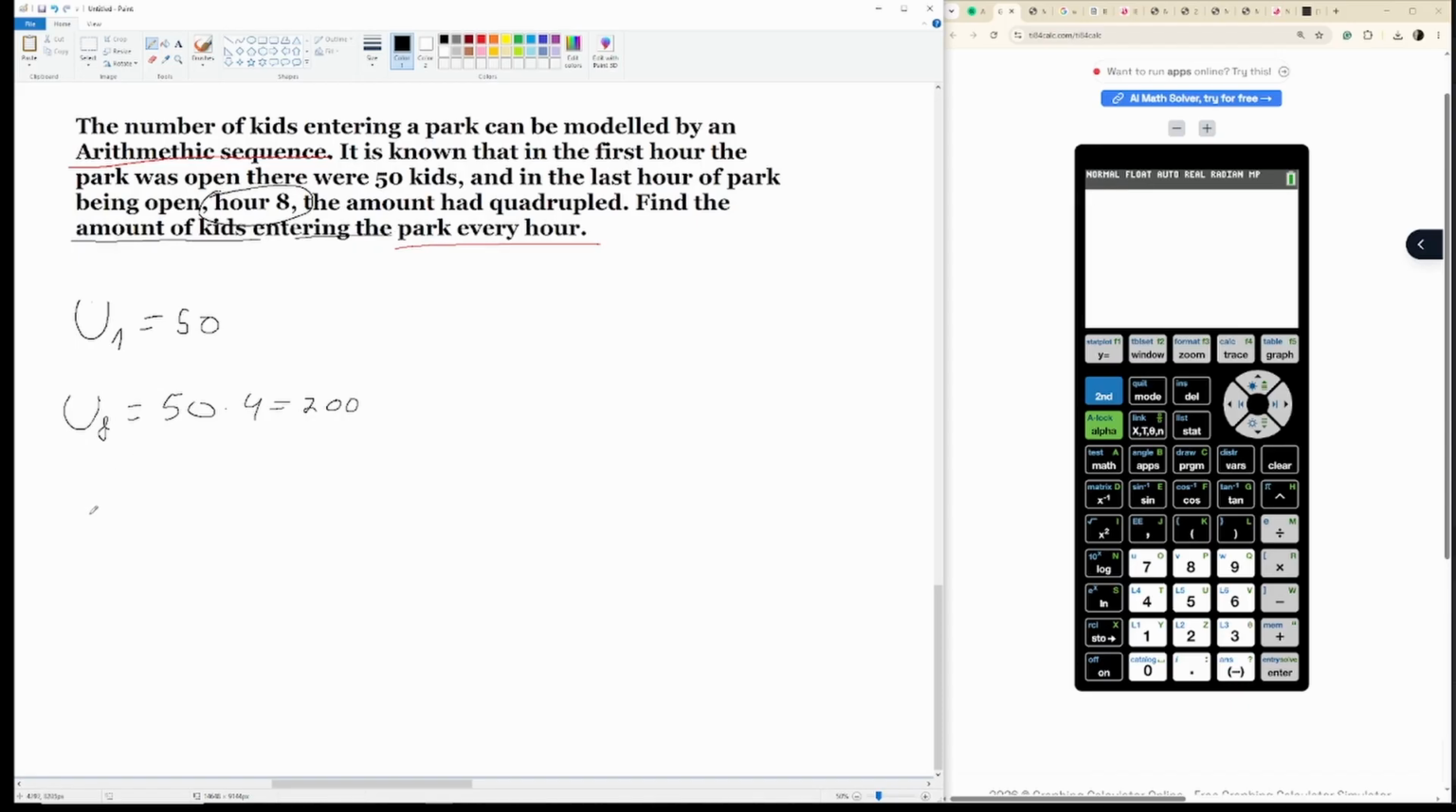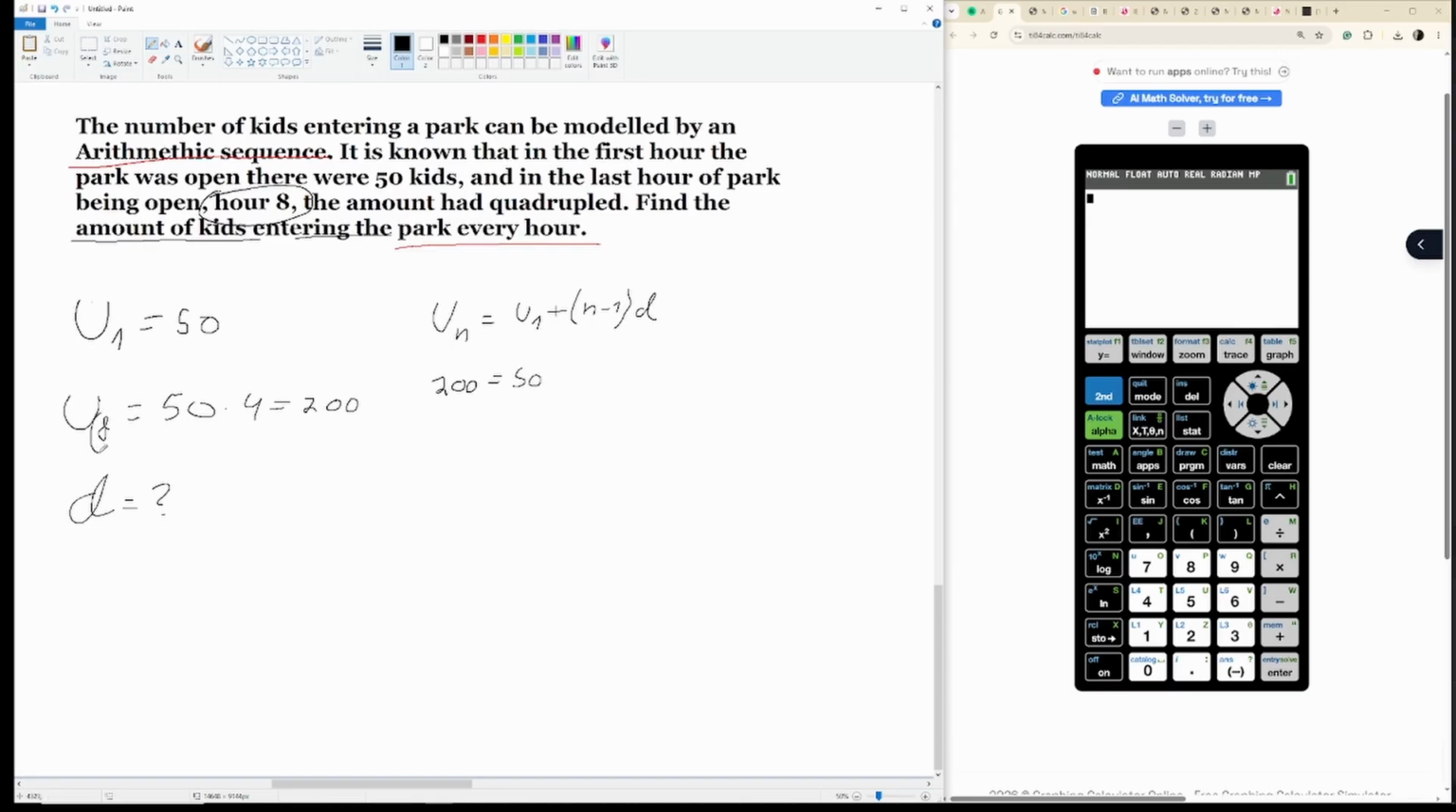And then it said that you have to find the amount of kids entering the park. And it's very simple, we're searching for the common difference. So we can put this as a question mark. And then we can do the same formula again, that Un equals U1 plus n minus 1 times d. And then you can find from here that 200, which is our U8, equals 50.